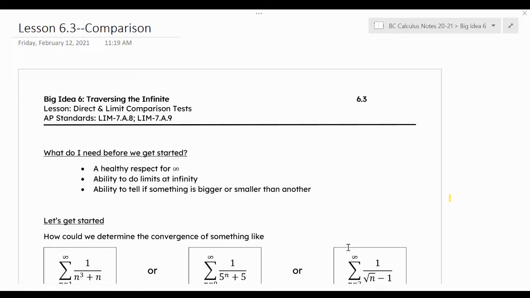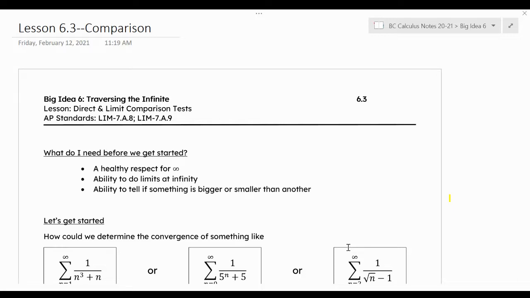I'm back. Okay. This is about direct and limit comparisons. So again, what do you need? A healthy respect for infinity. We need that every time. You need to be able to do limits at infinity, which I believe you can. And you need to be able to tell if something is bigger or smaller than something else, which might be a challenge. We'll see. All right, so let's get started.